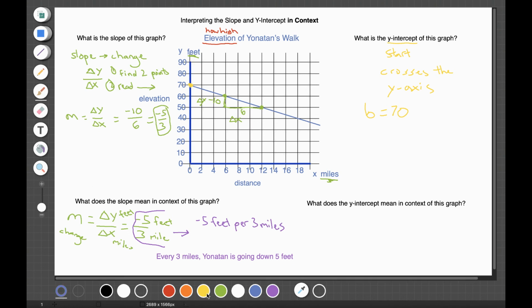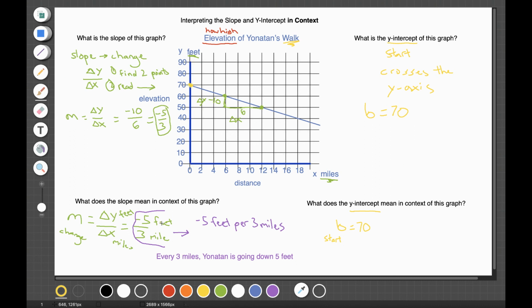Okay, now let's go ahead and move over to the y-intercept. Now we're thinking y-intercept, same stuff we have up here. We know that the y-intercept is 70. And we also know now that the y-intercept is our start, right? Well, if we put this into context of this graph, it's the elevation of Jonathan's walk, so how high Jonathan was. 70 is our start. Well, our start of what? Start of his walk, right? So at the start of his walk, how high is he? 70 feet. That's literally what it means.